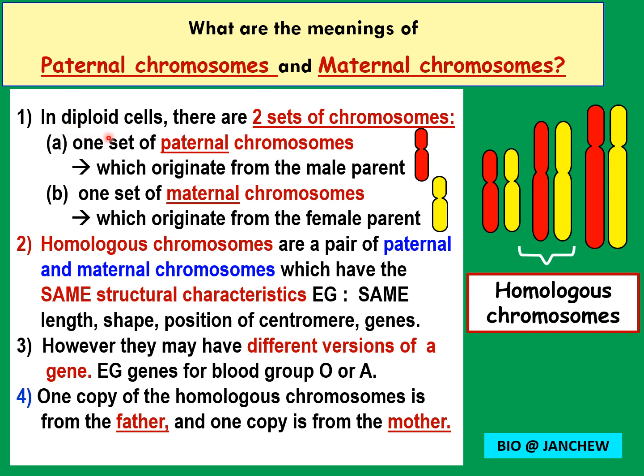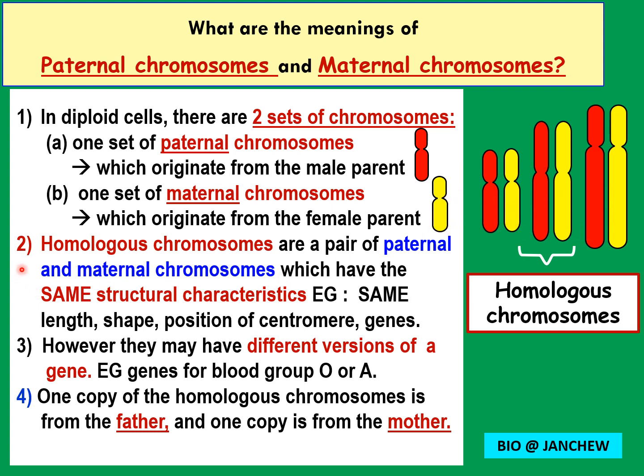In diploid cells, there are 2 sets of chromosomes. So one set is the paternal chromosomes, which originate, meaning which come from the male parent. So this is the definition or the explanation for paternal chromosomes. And one set of maternal chromosomes which originate from the female parent. Okay? Paternal chromosomes can be represented by the red chromosomes here, the sets here, and maternal chromosomes by the yellow set.